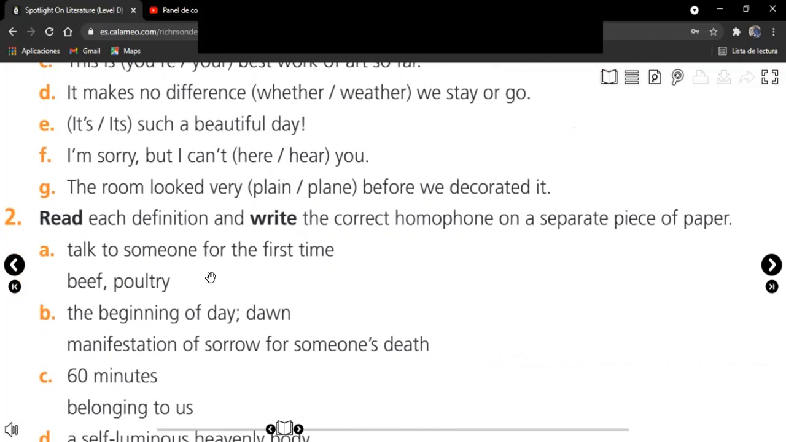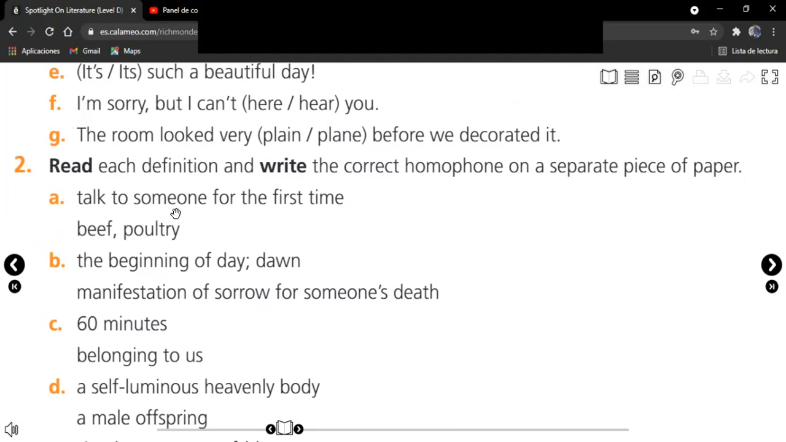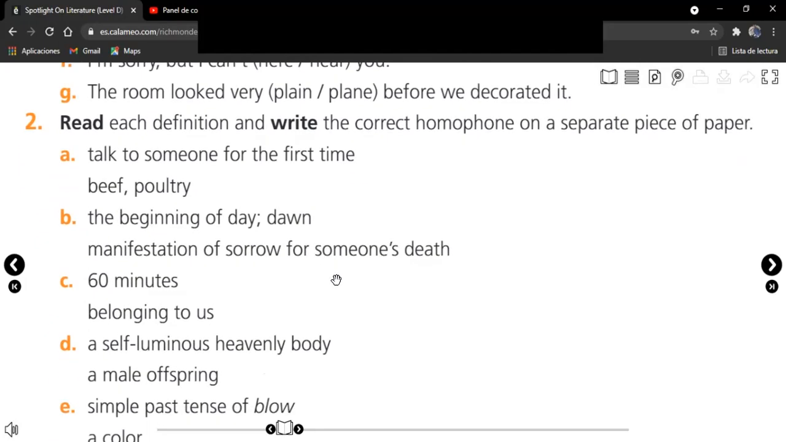Then you have to read the 2 definitions and find the correct homophone. What word means talk to someone for the first time and beef and poultry? Talk to someone the first time, meet, M-double-E-T. And beef and poultry is M-E-A-T. They're spelled differently, but they have the same pronunciation.